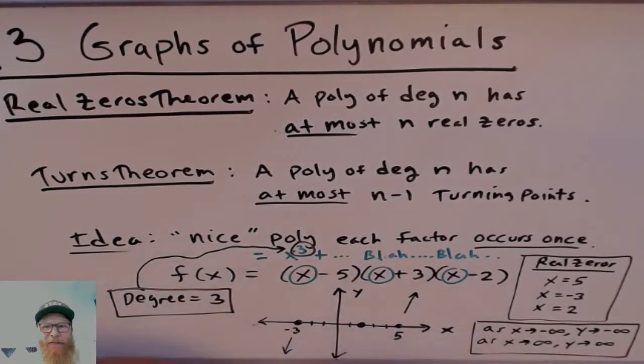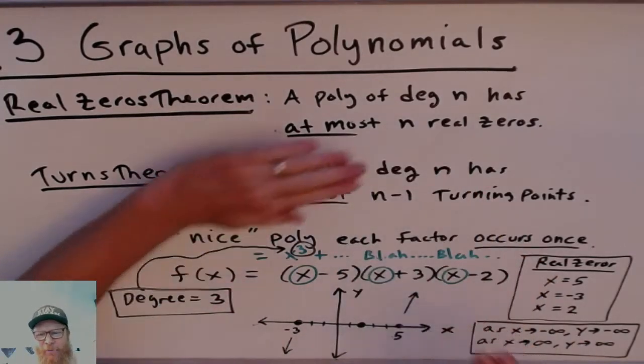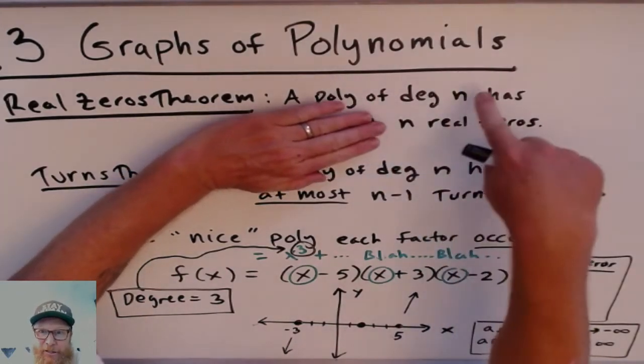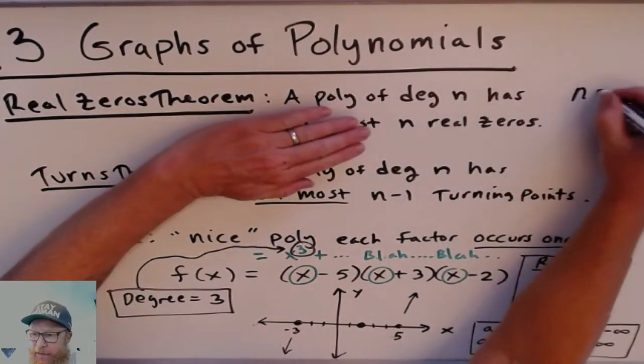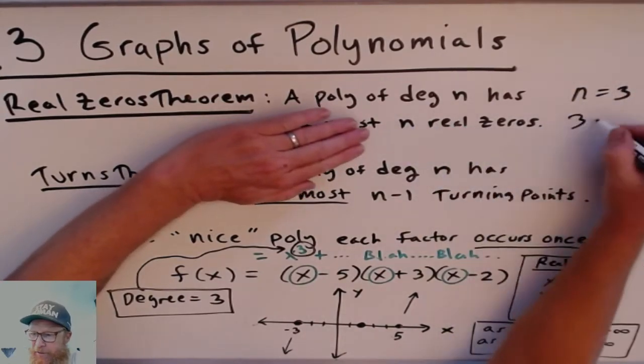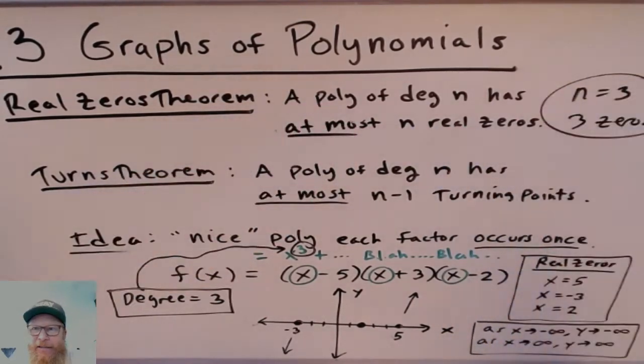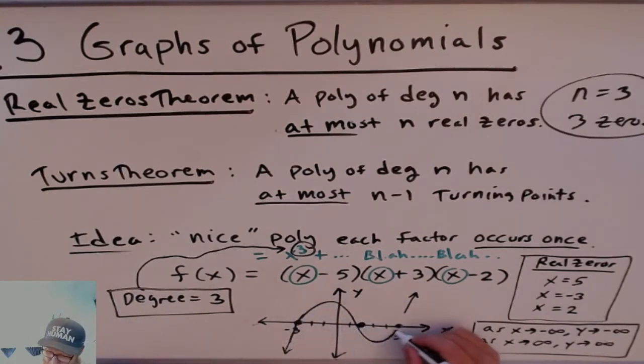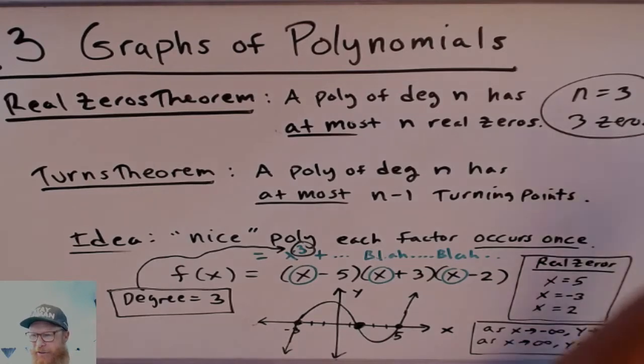And so when you're graphing this polynomial, the theorem's "at most" is exactly whatever it is. So the degree is 3, n is 3, and there's 3 real zeros. So the word in this case doesn't really mean at most. It means exactly. And so that's what your graph would look like. You would have a degree of 3, and you would get exactly 3 zeros.